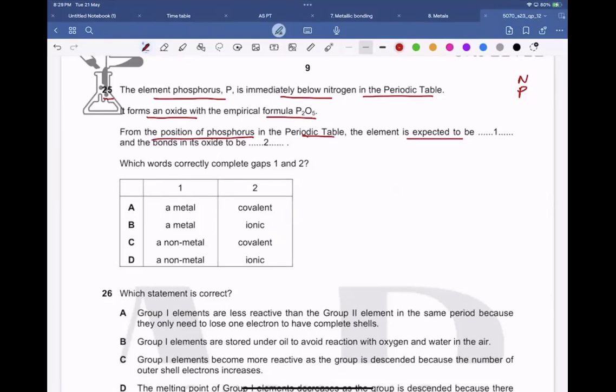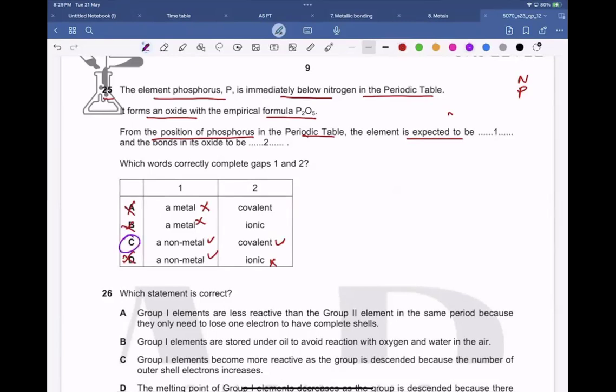Okay, what is element X? See here, it's a covalent one, and the other element is a non-metal. So element X is to be a non-metal, and bonds in its oxide to be covalent. So A, B, and D go wrong, and C is your correct answer.